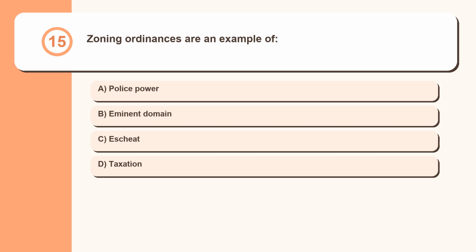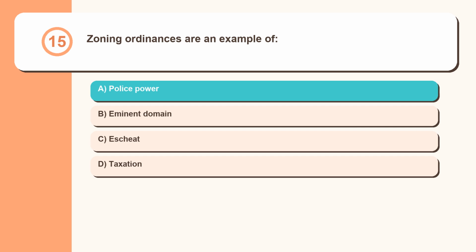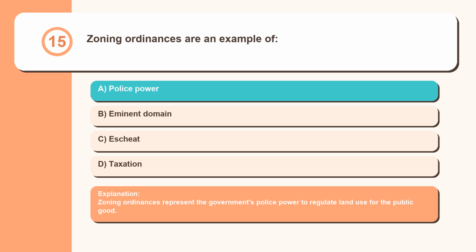Question 15. Zoning ordinances are an example of police power, eminent domain, escheat, taxation. Zoning ordinances represent the government's police power to regulate land use for the public good.